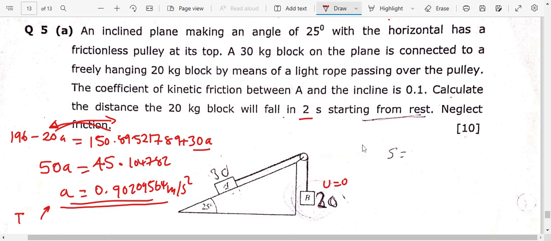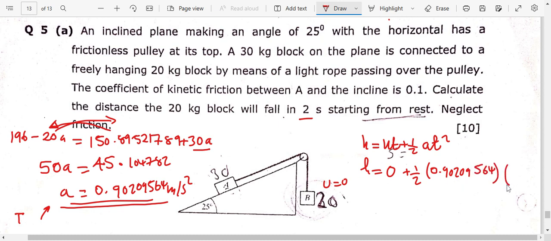So what I'm going to use is height or distance is equal to ut plus half at squared. So this will be height is equal to initial speed. You've been told it comes from rest, so that is 0. Then plus half, the acceleration is what you've just determined. So never use acceleration due to gravity. Don't use g here because this object is not freely falling. It has been attached to a rope.